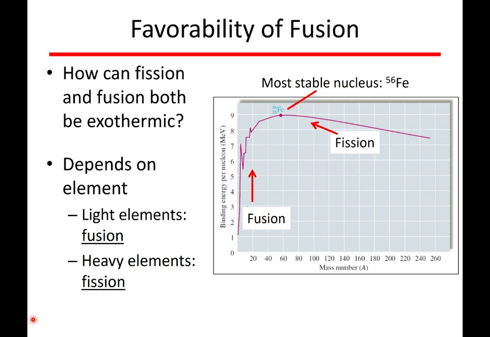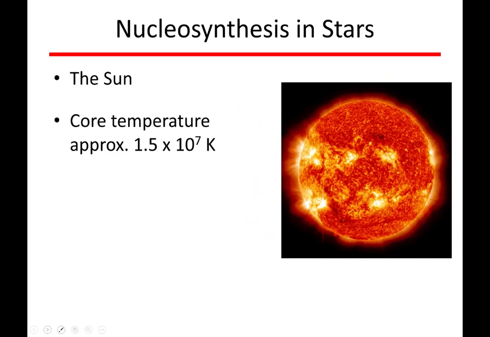Now, nuclear fusion is not just something that's done in a power plant. Life as we know it on Earth would not exist if it weren't for nuclear fusion, because nuclear fusion occurs in stars. That is the source of energy that you get from stars. We could think about the sun, for instance. The core temperature of the sun is somewhere around 1.5 times 10 to the 7th Kelvin.